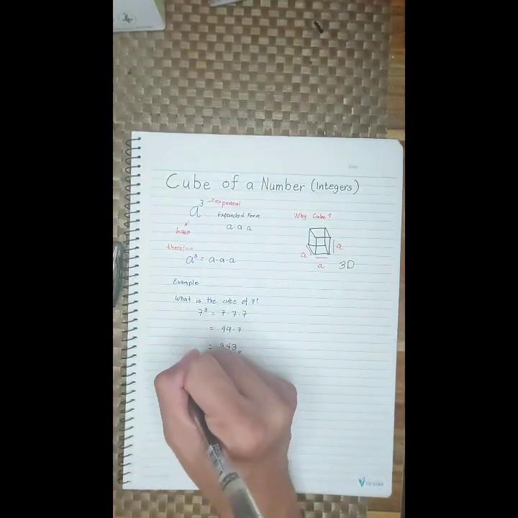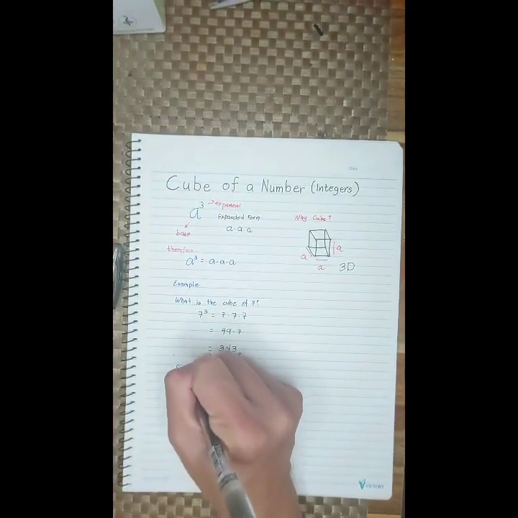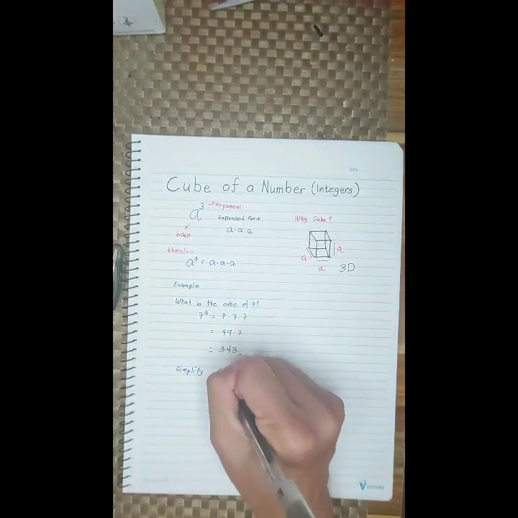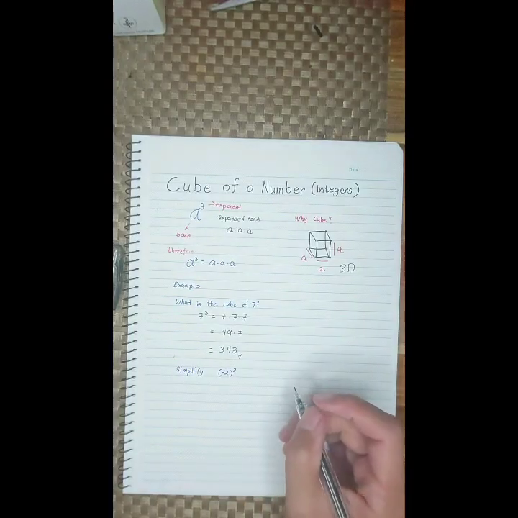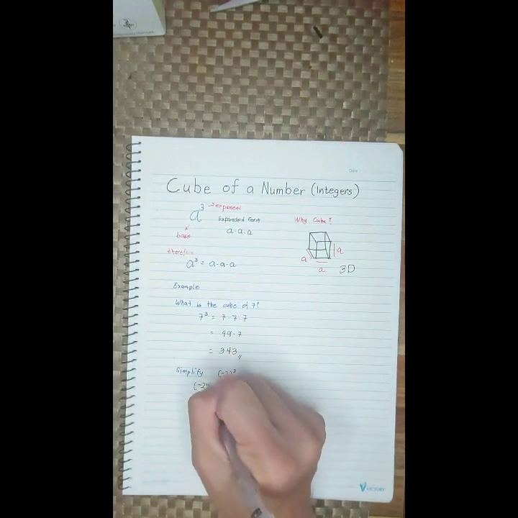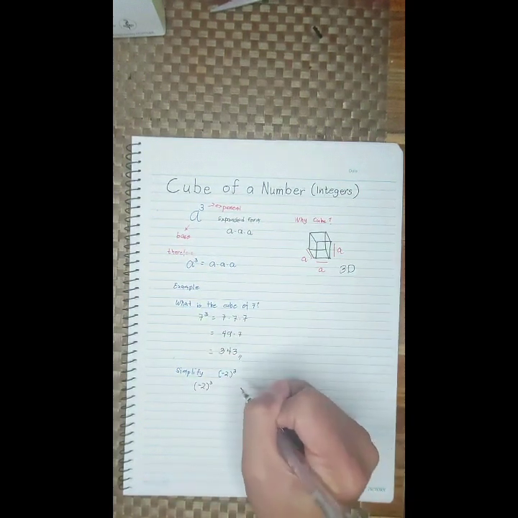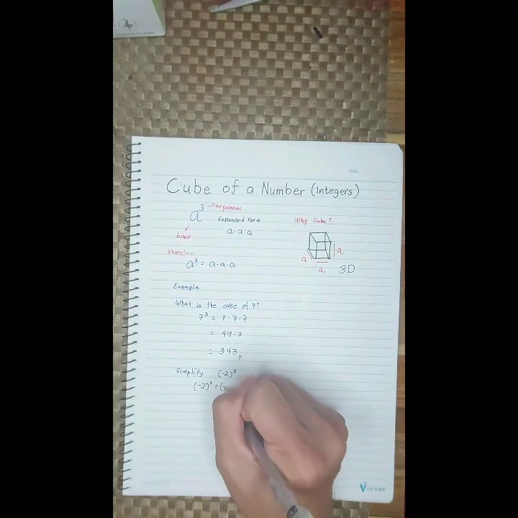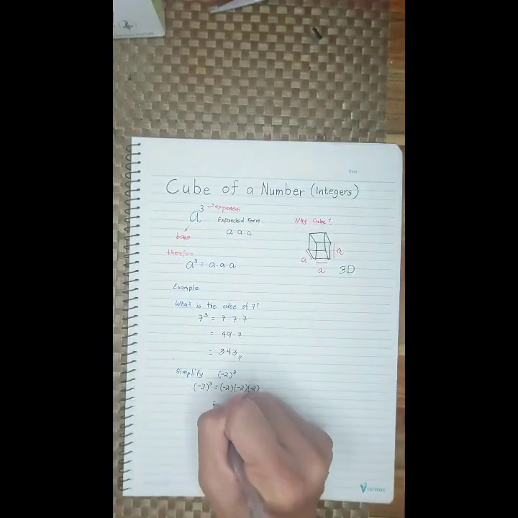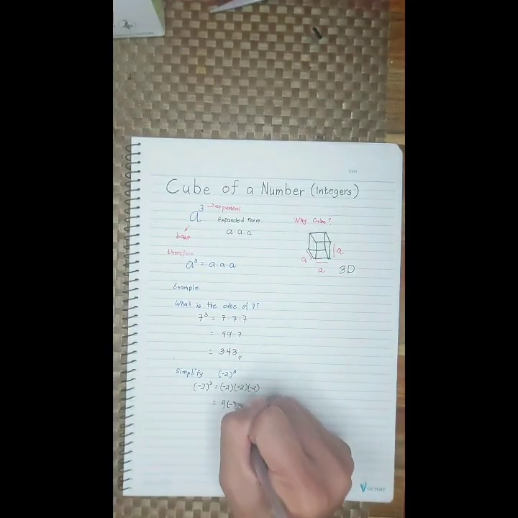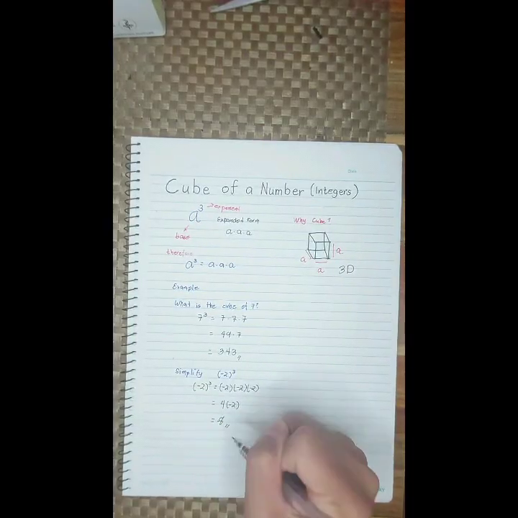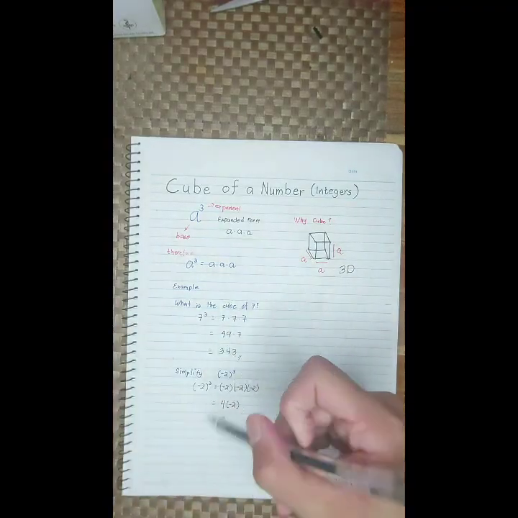Now, let's have another example. Simplify the cube of -2. So, when we write that, we have now this one. We read that as cube of -2. So, expanding that, -2 times -2 times -2. Now, the answer will lead you to 4 times -2. And the final answer is -8.